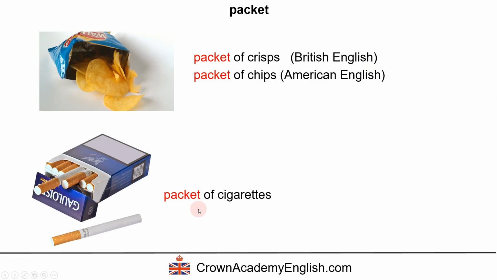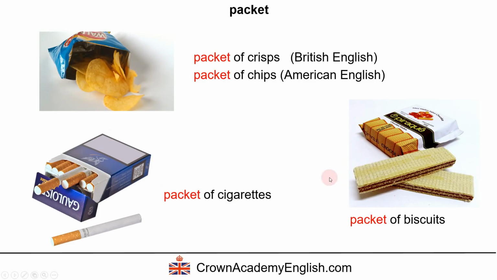And we can also use the word packet for cigarettes. So we say this is a packet of cigarettes. Okay, so it's a small box often made out of a strong paper. Okay, or a very thin cardboard. Okay, so this is also a packet. And this is also a packet. This is like a very thin paper packet. So we say a packet of biscuits, or maybe a packet of cookies. Okay, so it's a paper packaging. We can also say packet of sweets. Okay, packet of sweets.